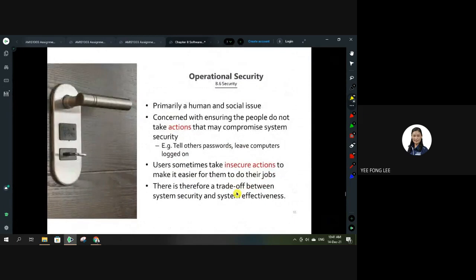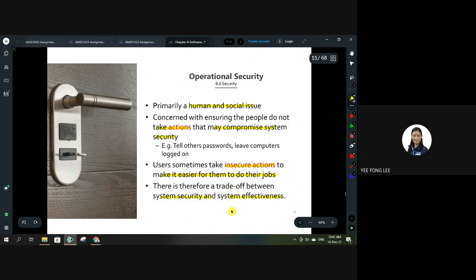Operational security, primarily a human and social issue. Concerned with ensuring that people do not take action that might compromise the system security. Users sometimes take insecure actions to make it easier for them to do their job. Therefore, there is a trade-off between system security and system effectiveness.